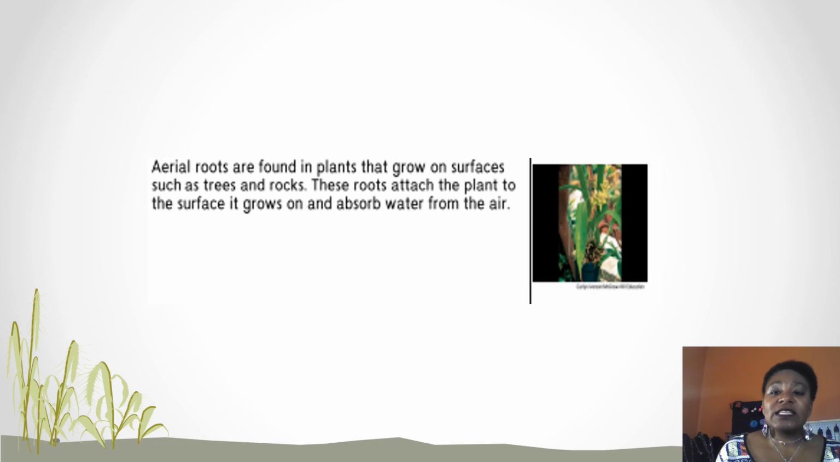So if you can see the picture, this is what an aerial root looks like. It's pretty much the root of your basic plant, more or less. So if you can see the roots in the pot from this plant, you'll see what an aerial root looks like.